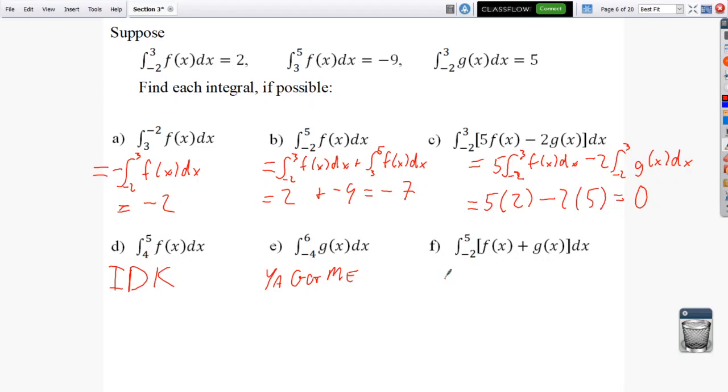Now over here, we can see that this is a sum, so we can split it up to the integral from -2 to 5 of f of x dx plus the integral from -2 to 5 of g of x dx. And we happen to know this, we already did it. This one right here is -7. Plus, but we don't know this one over here. The integral from -2 to 5, I only know what g of x does between -2 and 3. So this one is a big old question mark.